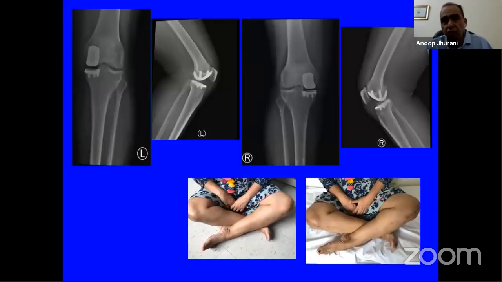And this is the result of that bilateral patient. I've shown that picture not as a show off, but to show you that at 3 to 4 weeks when the patient comes, that's the kind of range of movement of near full flexion that you can have.